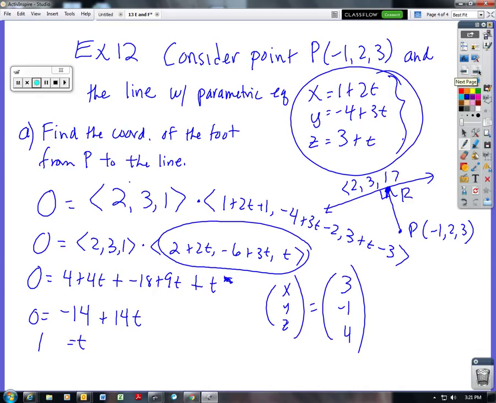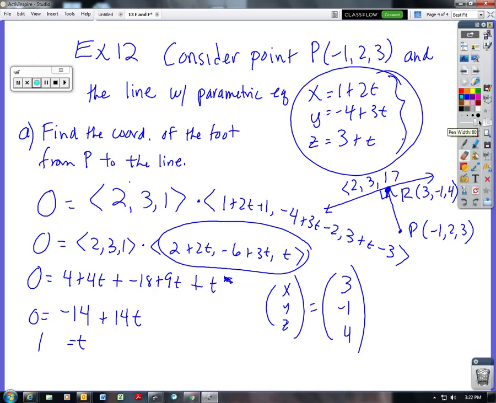Now letter B says find the shortest distance from the point to the line. So I'm going to erase a little bit. Now you know that's the point R. R is 3, -1, 4. The easiest way, because you already know those coordinates, is you could find the vector and find the magnitude. That's actually not that hard to do. Or you can just find the distance. They're basically exactly the same thing.